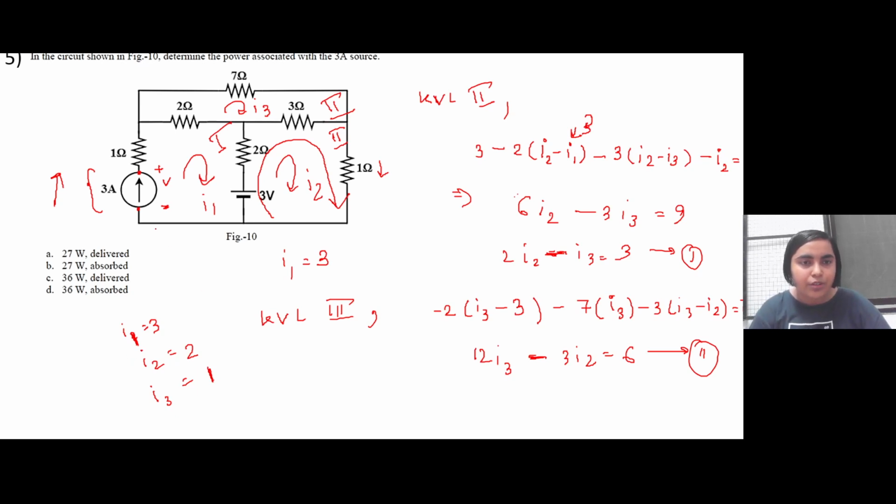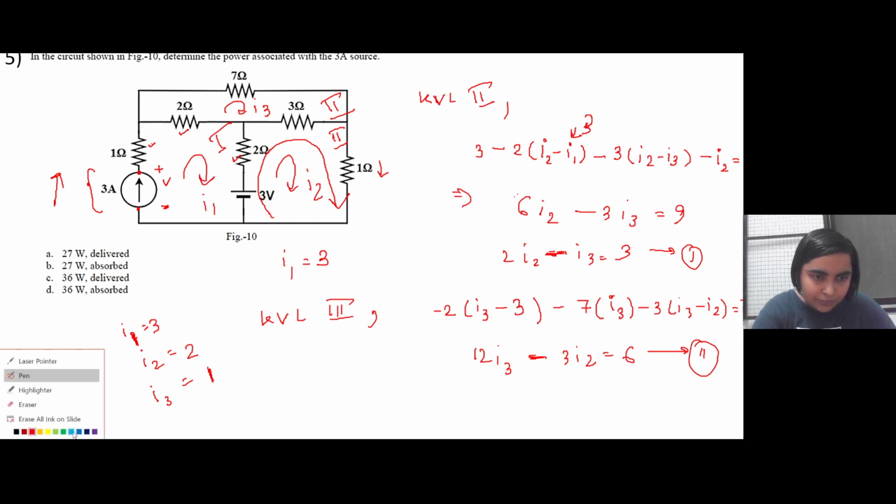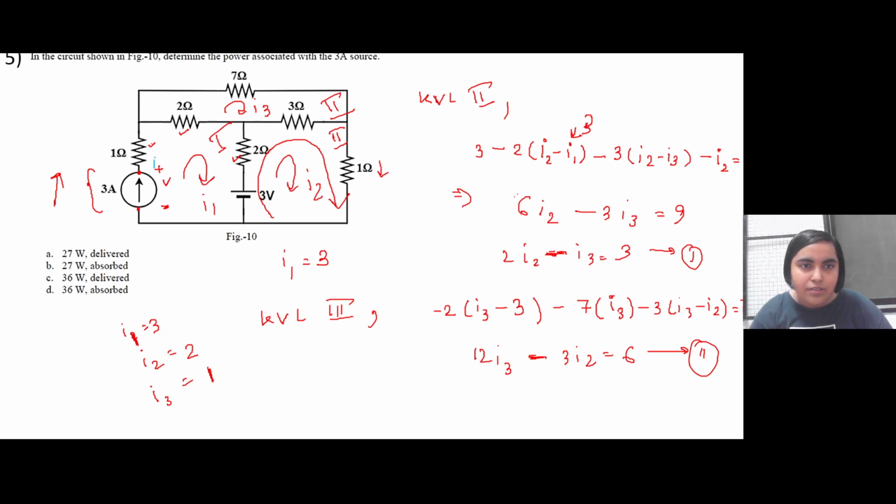Now what you have to do is, the current that is flowing across this resistor and this resistor will all be known because you have I1, I2 and I3. So then you have to apply KVL. Let me change the color. In order to find this voltage, you apply KVL across this particular loop. Let us assume that the voltage across this current source is V.